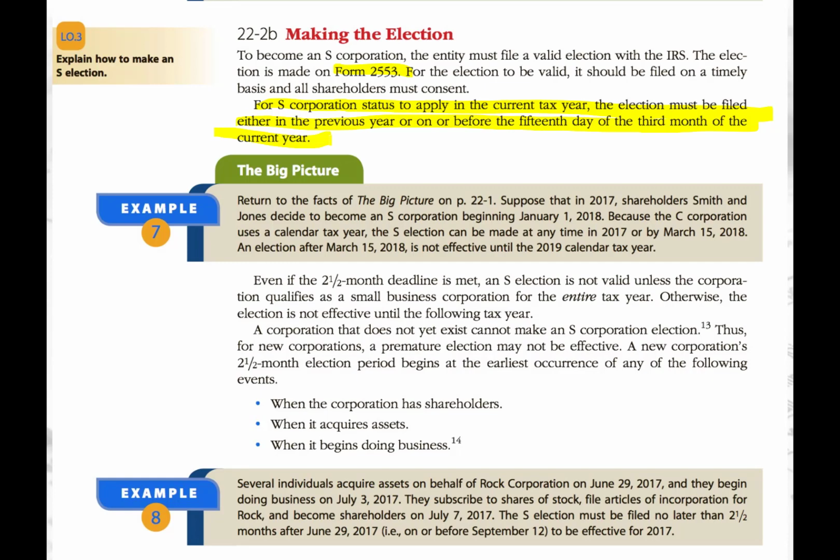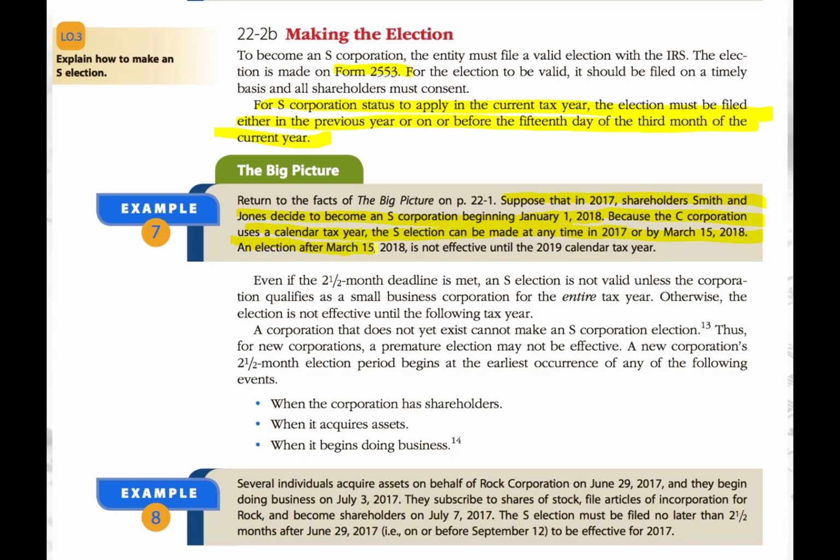Now let's return to the big picture. They have that big picture thing that goes throughout the chapters, but you don't have to go back to the big picture to understand this. So suppose in 2017 shareholders Smith and Jones decide to become an S corporation, and they want to have that happen beginning January 1st, 2018. Because the S corporation uses a calendar year, the S election can be made anytime in 2017, or by March 15th.